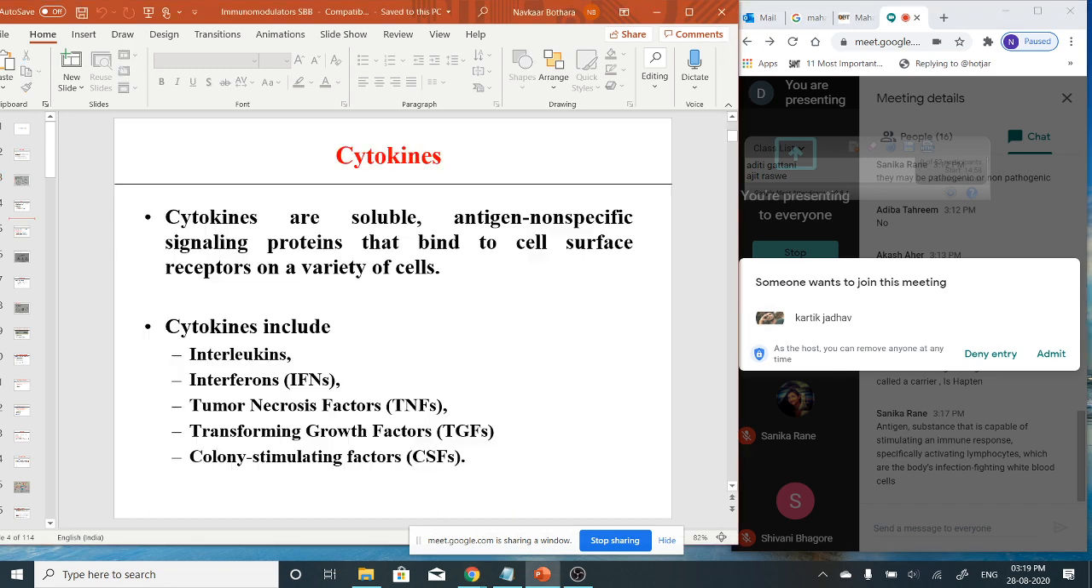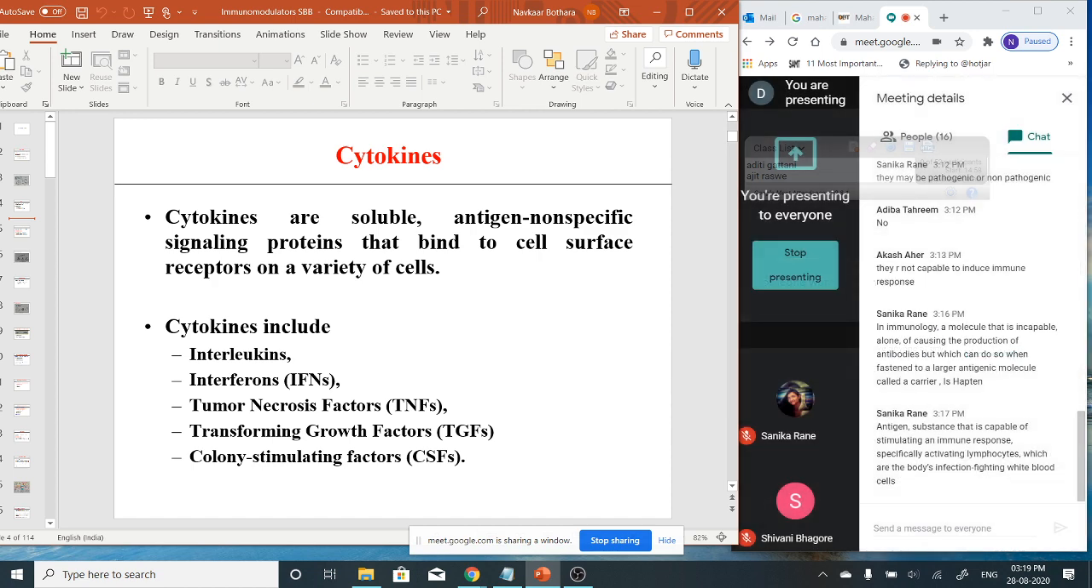Okay. Then what are cytokines? As I told you, these are soluble antigen non-specific signaling proteins that bind to cell surface receptors on a variety of cells. They are interleukins, interferons, TNFs, that is tumor necrosis factors, then TGFs, that is transforming growth factors, colony stimulating factors. Colony stimulating factor we have seen recently. Okay. Can anybody tell about colony stimulating factors?